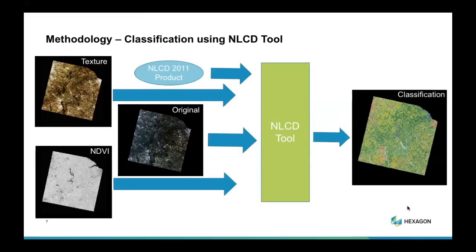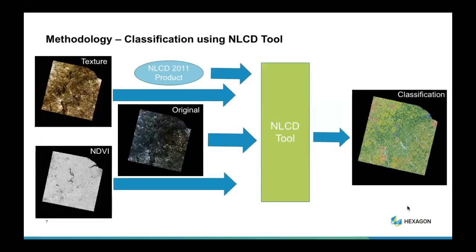So for the classification process, we use the NLCD tool in ERDAS Imagine, which is just a plugin you can download. It's pretty straightforward to use. And that uses a machine learning classifier to classify the input data into an output product, which is a classified version of your imagery. And it uses dependent and independent variables as inputs.